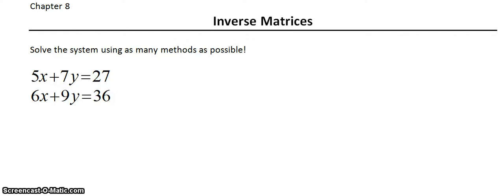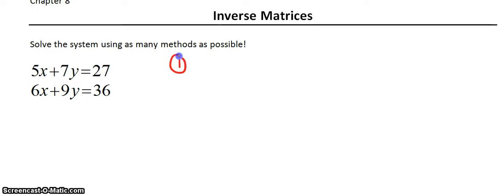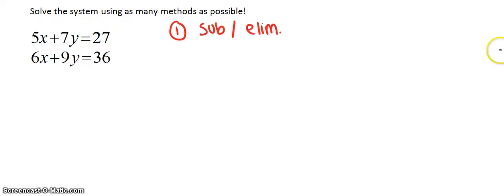So I want you to solve this two-variable system using as many methods as possible. So let's just talk about what those methods are. One, you can solve it like you learned in Algebra 1. You can use substitution or elimination. So on your own, you can go ahead and try doing that method.